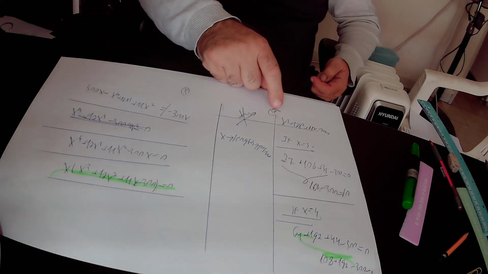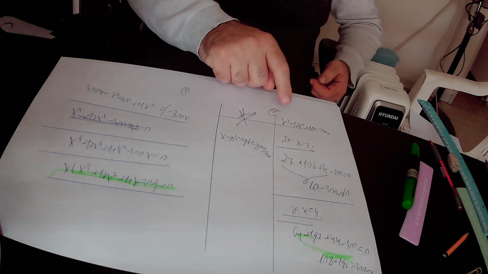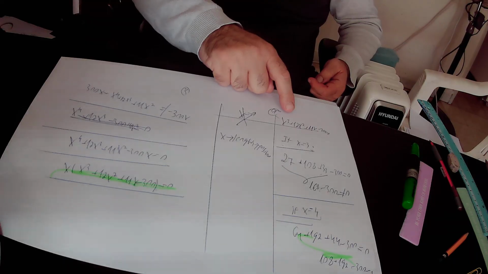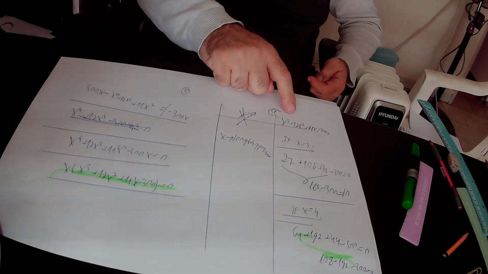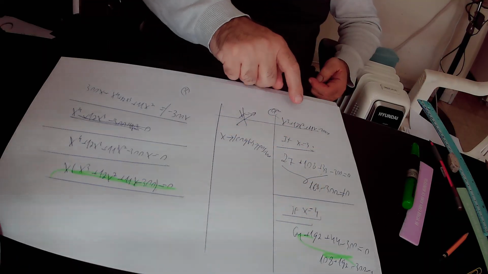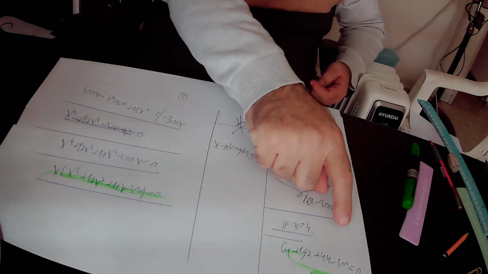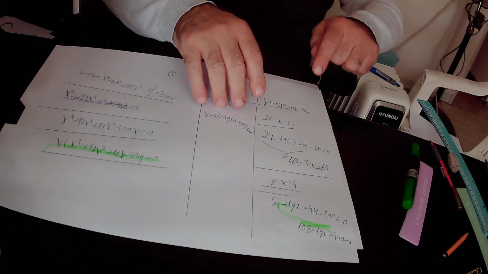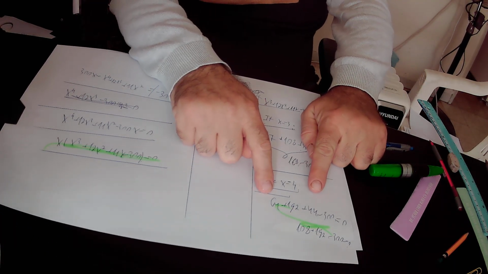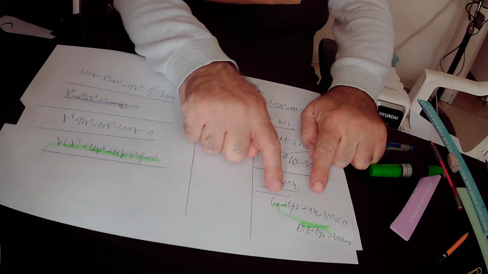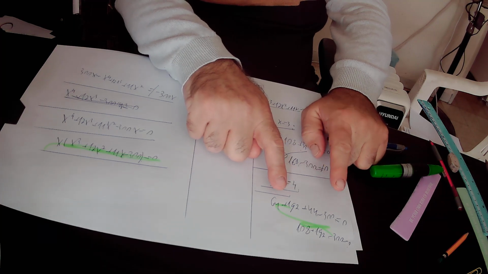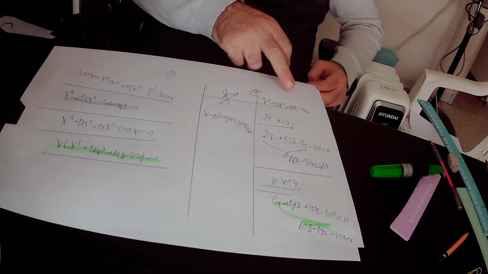X cubed is 4 cubed, that is 4 times 4 times 4, that is 64, plus 12x squared. X is 4, so x squared is 4 squared, that is 16, times 12. 16 times 12 is 192, plus 11x. X is 4, therefore 11x is 4 times 11, that is 44, minus 300 should be equal to 0. 64 plus 44 is 108, so 108 plus 192 is 300, and 300 minus 300 is 0. So x equals 4 solves this equation.